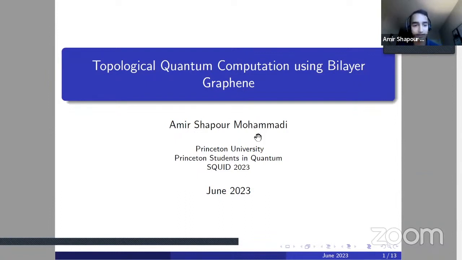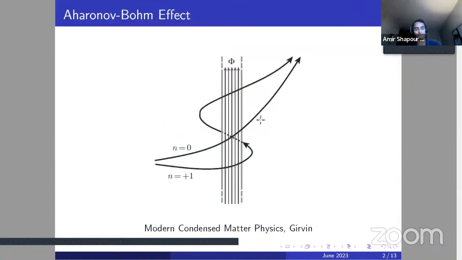But I kind of want to steer away from that and talk about a different implementation of it using bilayer graphene, which is really hot in the experimental community right now. Okay, this is a quantum information talk though. So before I get into all of that, I want to give an introduction to topological quantum computation.